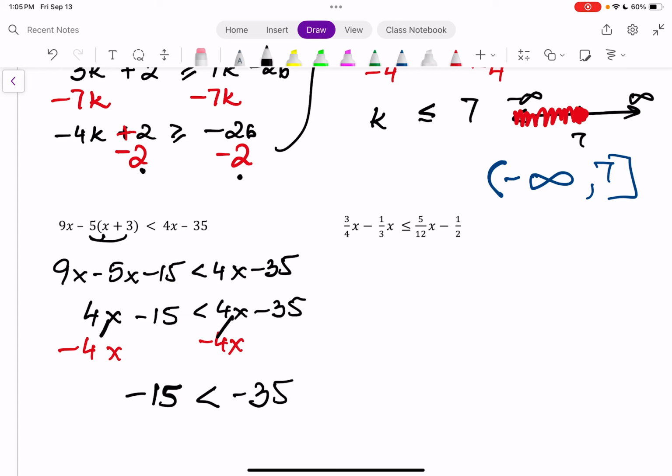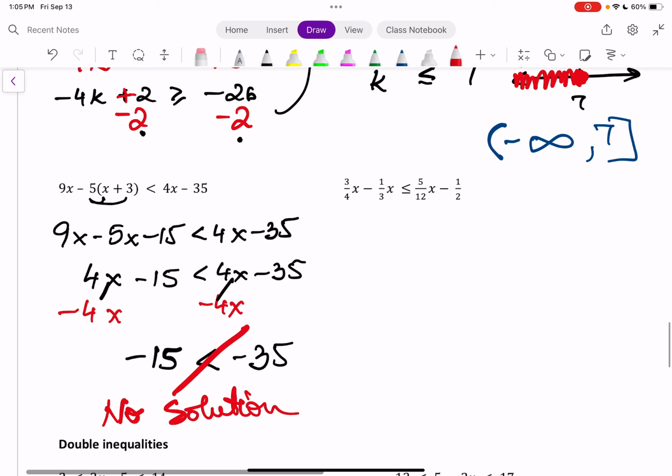Great. Inequality. The question is, is this a true statement or not? Just comparing two numbers. So negative 15 is either always less than negative 35 or never. Negative 15 is in fact more than negative 35, so that's not true ever. Therefore, there is no solution for this inequality.